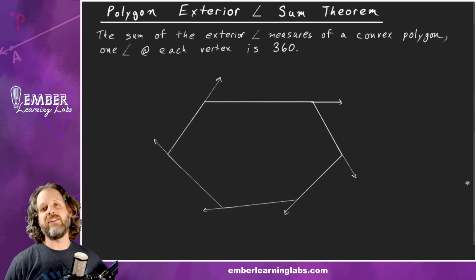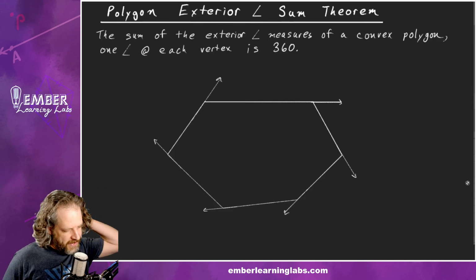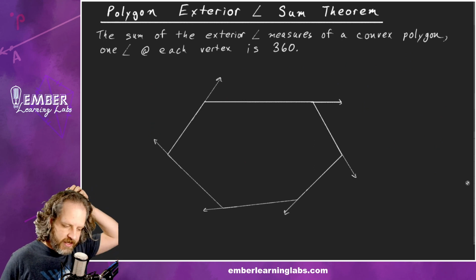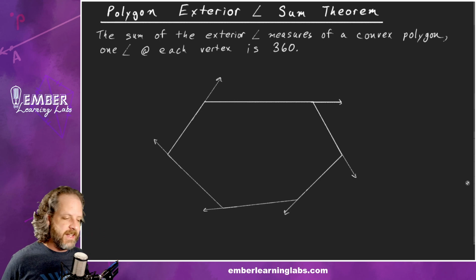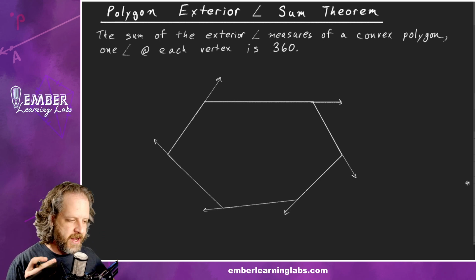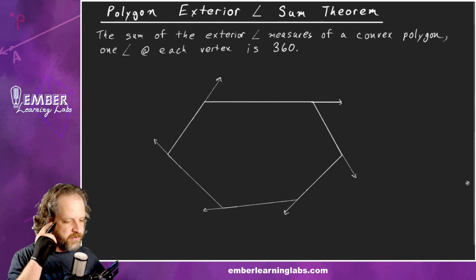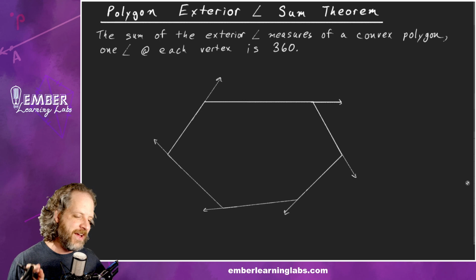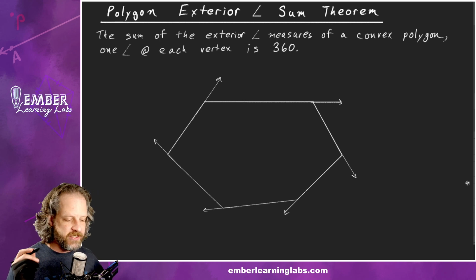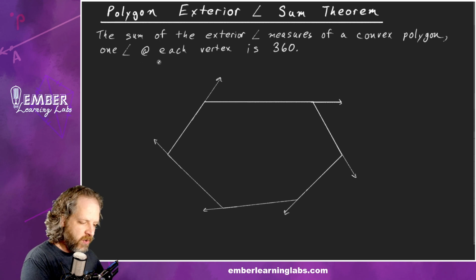So, what about exterior angles? This one is written a little bit confusing to read. Let's read it and go for it. So, Polygon exterior angle sum theorem. The sum of the exterior angles measures of a convex polygon, one angle at each vertex, is 360. So, what does this one at each vertex mean?